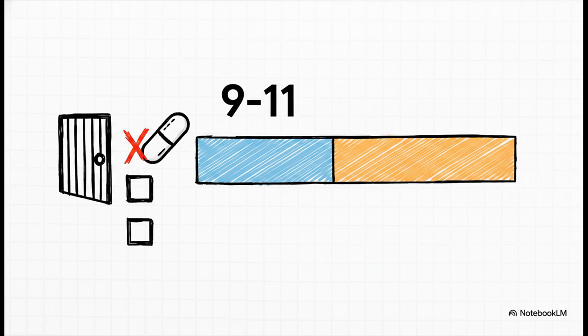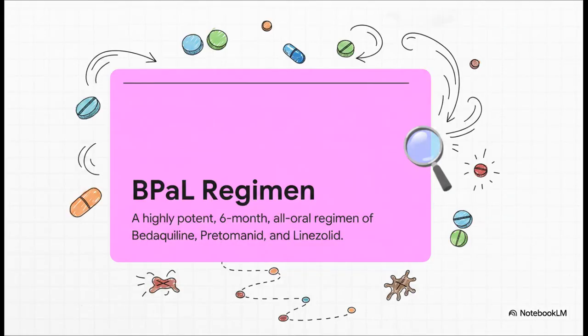If they tick all those boxes, then they go on a pretty intense initial phase, followed by a simpler continuation phase. And now for the real game changer, the BPAL regimen. This is a truly revolutionary all-oral 3-drug cocktail: bedaquiline, the new kid on the block, pretomanid, and linezolid. And what does it do? It can cure some of the most resistant forms of TB in just 6 months.